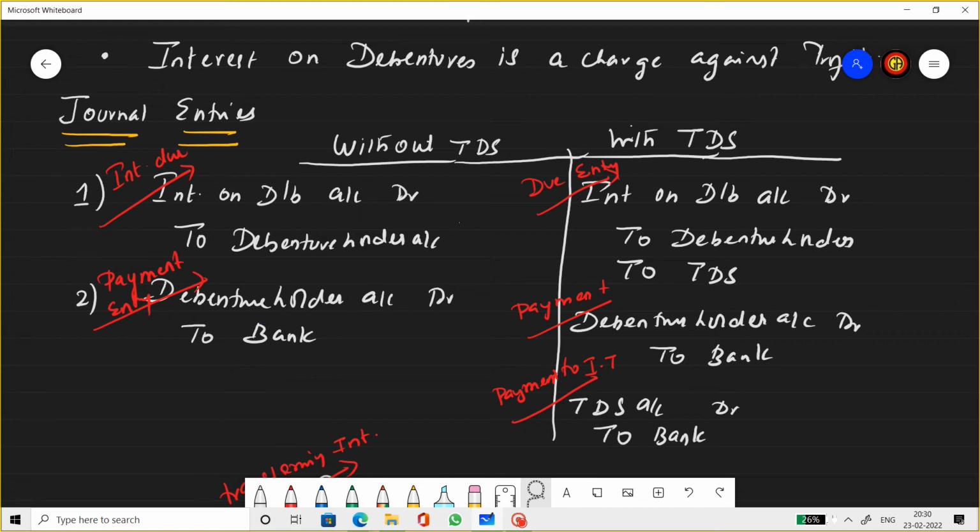Then with the TDS: debenture interest or interest on debentures account debit to debenture holder and to TDS. Debenture holder to bank for payment of interest to the debenture holders. TDS to bank for payment of income tax to the income tax authorities. So this is the with TDS journal entry.